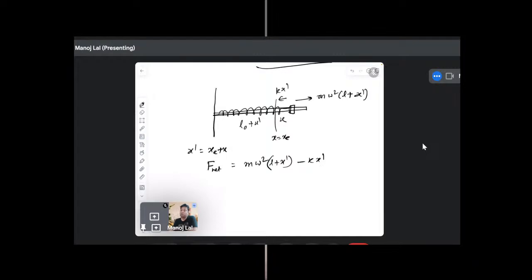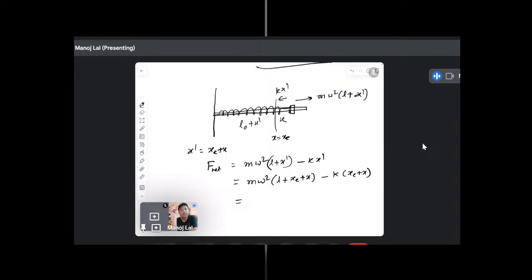So what can we write? Let me write m omega square (L plus x dash). Let me write x dash as x e plus x, and here also let me write k (x e plus x). Otherwise also we can do it just by looking at the restoring force, but let me do it the very basic way so that you are able to understand.